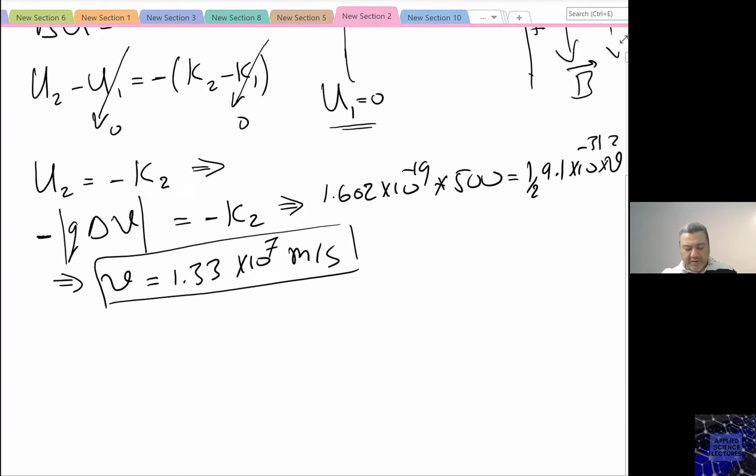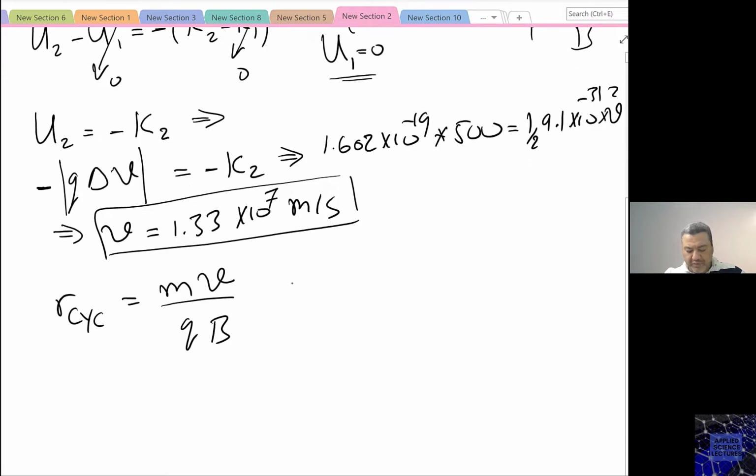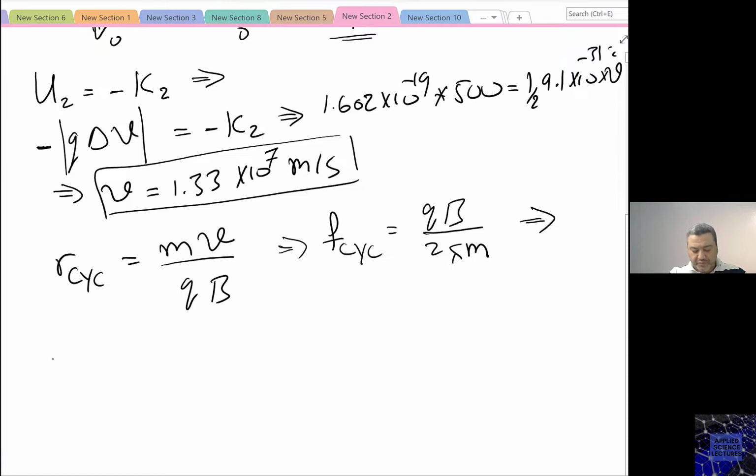Now after I found my V, I need R cyclotron, which equals MV divided by QB, right? I know Q, I know M, I know V, I need B. Where do I get B from? Well, F cyclotron equals QB divided by 2 pi M, or B equals 2 pi M F cyclotron divided by Q.